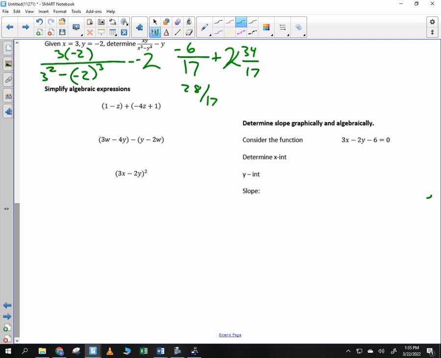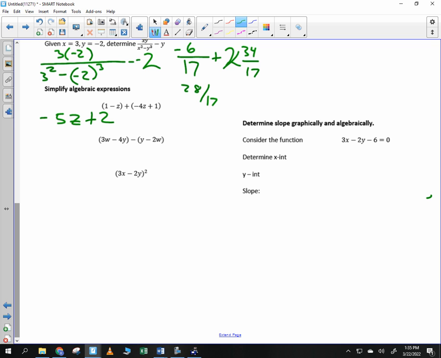Simplify algebraic expressions. Sometimes people see parentheses, they automatically start distributing. Don't do that. Some people like FOIL this out. No, totally wrong. Just add. When you add these together, you combine like terms. So negative z and negative 4z make negative 5z, and 1 and 1 make 2. Just be ready. That can be represented multiple ways on the ACT.